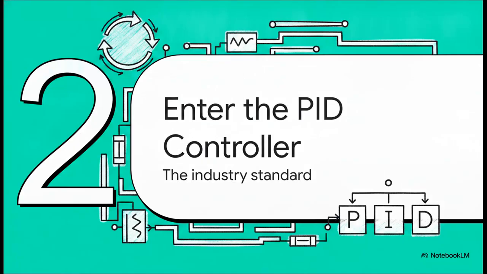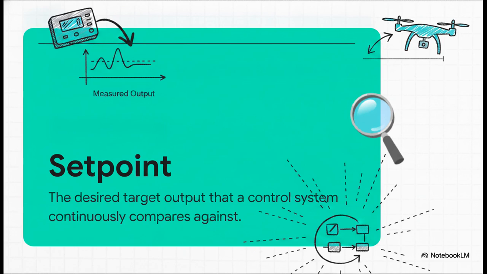Which brings us right to section 2. Enter the PID controller. This is the absolute industry standard for these closed-loop systems. Now, before any system can fix itself, it obviously needs a target. In engineering, we call this the set point. Whether it's the exact temperature you want your living room to sit at, or the precise altitude a drone needs to hover at, a control system is continuously comparing its actual, measured output against this perfect, desired target.